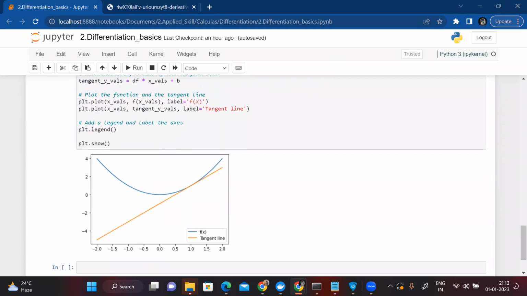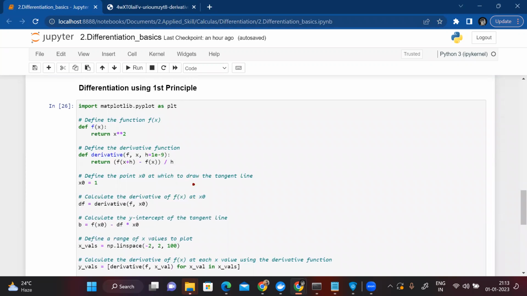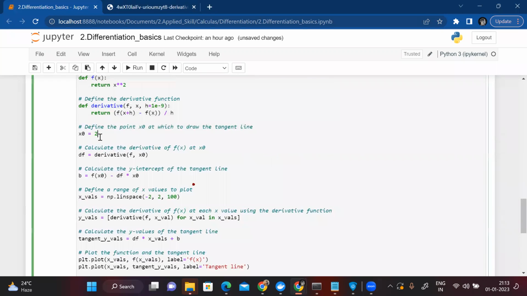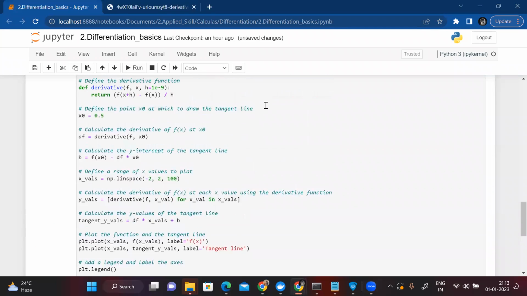So now see here, this is your curve. At this point we are trying to find out the derivative. Okay, so by using the first principle of derivative. Okay, so if you change it, let's suppose you want to find out at point 2, you can do it like this also. Okay, so if you want to change it, 0.5. Okay, so now see, this is changing. Okay, so hope I'm making some sense here.